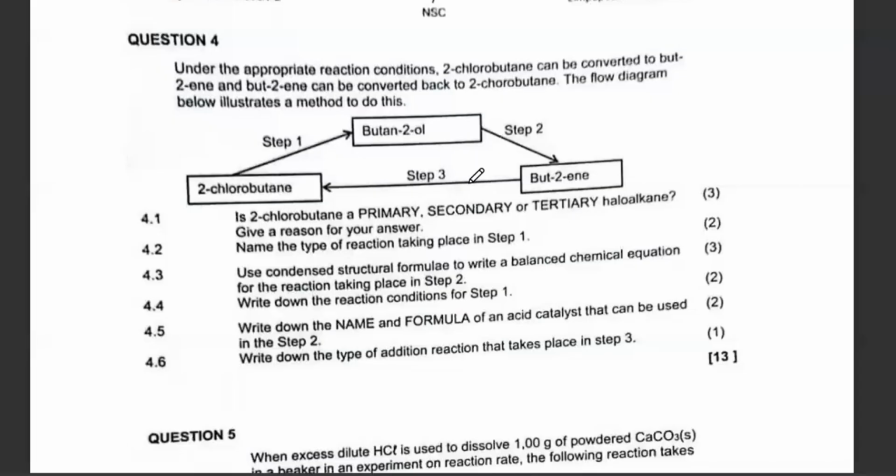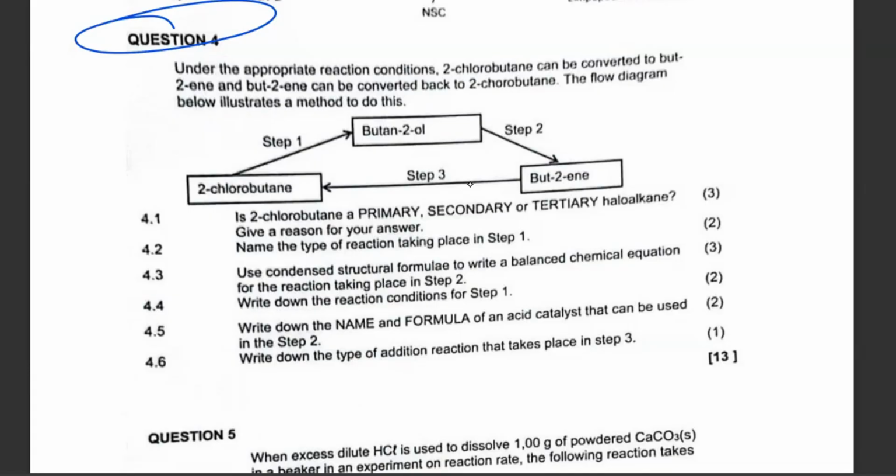So on this question, they're saying that under appropriate reaction conditions, 2-chlorobutane can be converted into but-2-ol, and but-2-ol can be converted to but-2-ene, and but-2-ene can be converted back to 2-chlorobutane. The flow diagram below illustrates the method. All right.